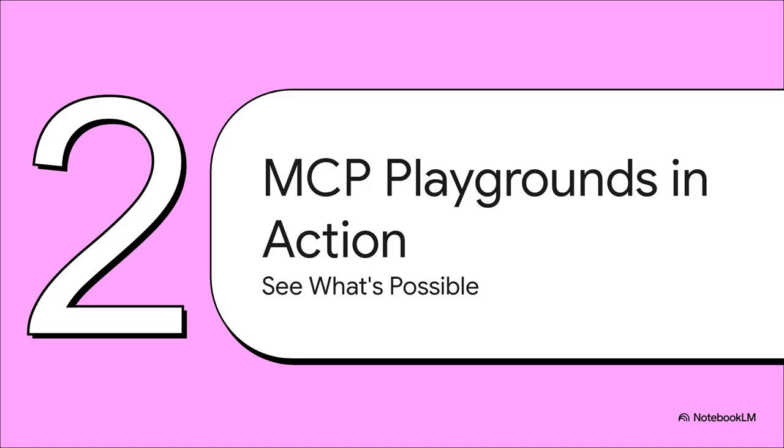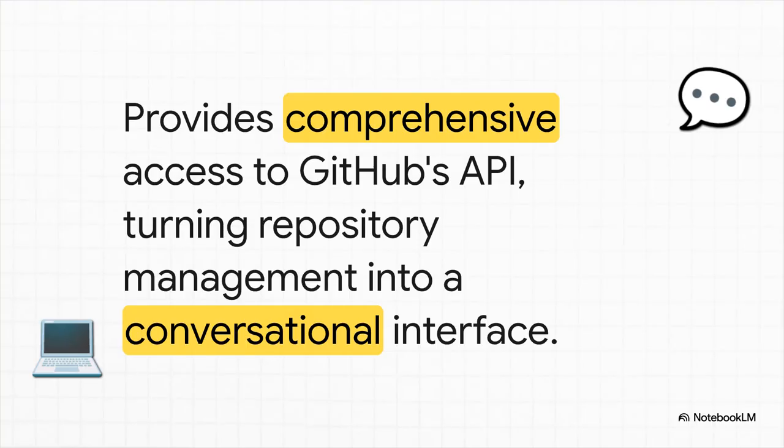Okay, so that's the theory. But what does this actually look and feel like in the real world? Let's jump into a few examples to see what's possible. First up, GitHub. We all know GitHub. It's this massive, incredibly powerful platform for developers. An MCP server for GitHub basically transforms that entire complex API into a simple conversational tool.